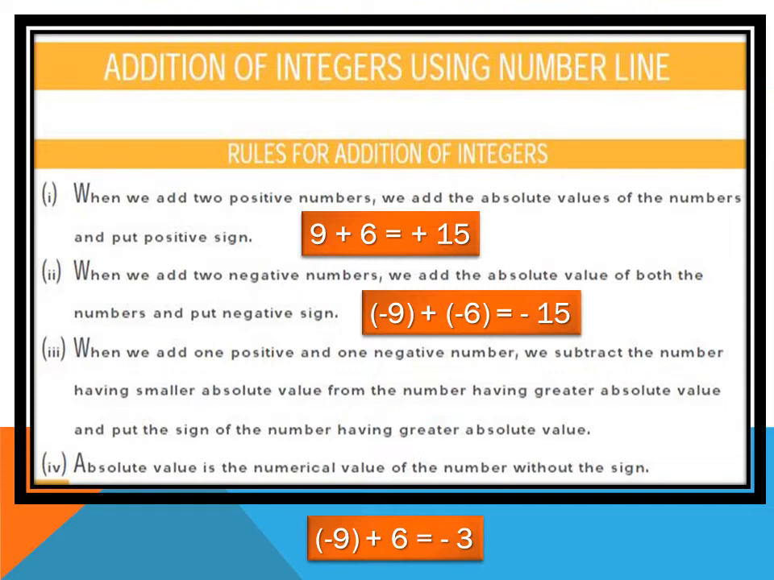At this point, also remember rule number 4: absolute value is the numerical value of the number without the sign. So the absolute value of -1 is 1, the absolute value of -100 is 100, and so on. We will ignore the sign in front of the number and write only the numerical value, that is the absolute value of that number.